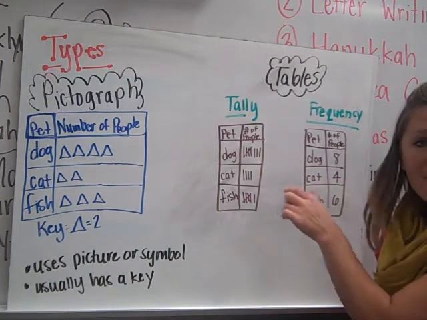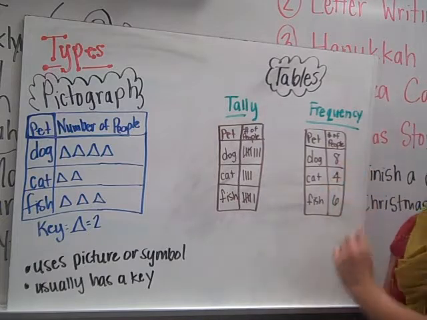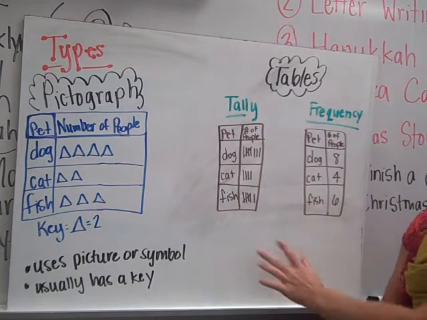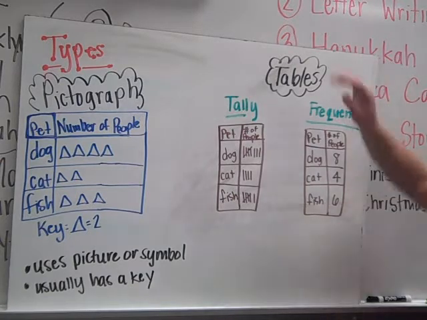So instead of tallying each person, we would look around the room and count up to 8 and just simply write that number, 8. Okay, so that's the simple difference between a tally table and a frequency table.